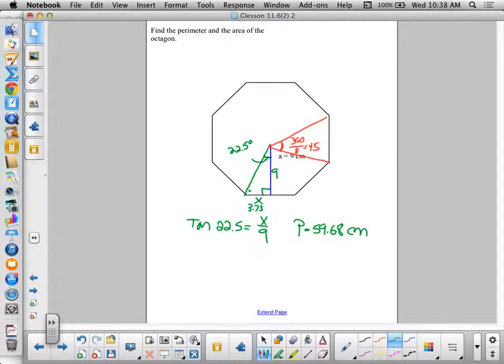Okay? So I found my perimeter now. Solve one little right triangle, one side of one little right triangle, and now I've got my perimeter. My area is pretty easy. It's perimeter times apothem, which we were given, divided by 2. So take that times 9, divided by 2, 268.56 centimeters squared.